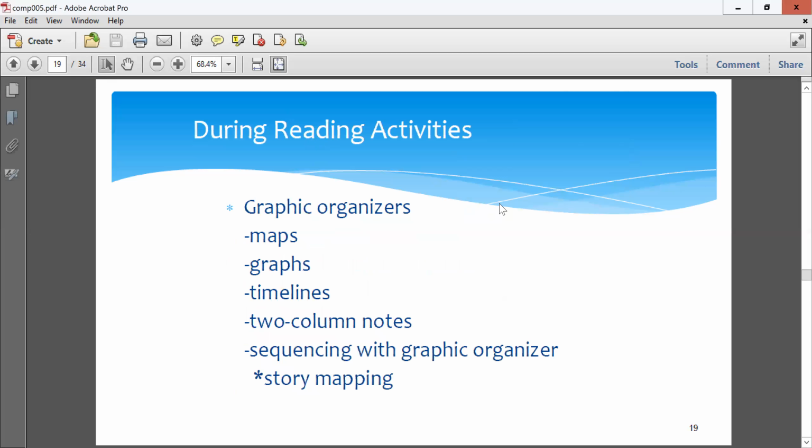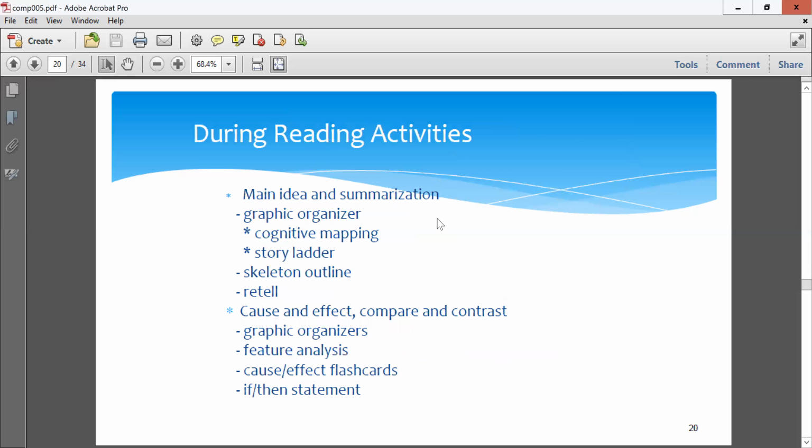During reading, teaching students strategies while they're reading to help them comprehend could involve using graphic organizers, timelines, including graphs, two-column notes, sequencing. Thinking maps are something that comes to mind. Just different ways to organize your information. I guess other strategies would be highlighting, marking words we don't know, stopping to ask ourselves questions. All these different types of things, knowing what you're looking for.